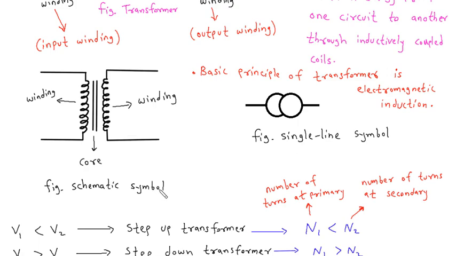This is a schematic symbol of transformer. This is a winding, this is also a winding, and this is a core. This is a single line symbol.